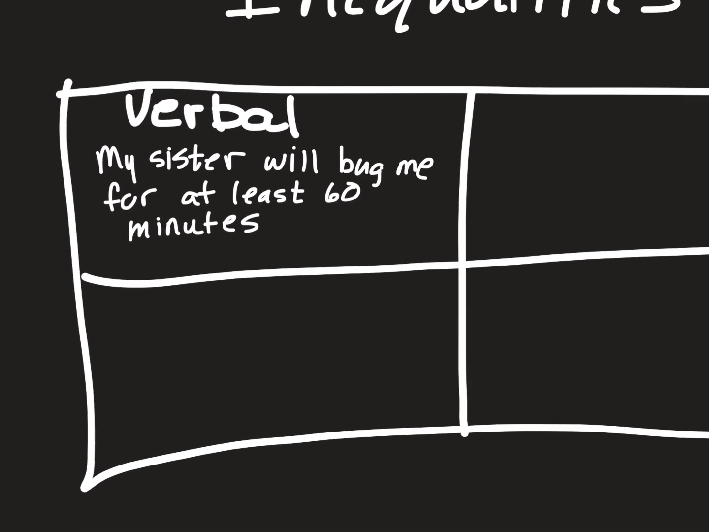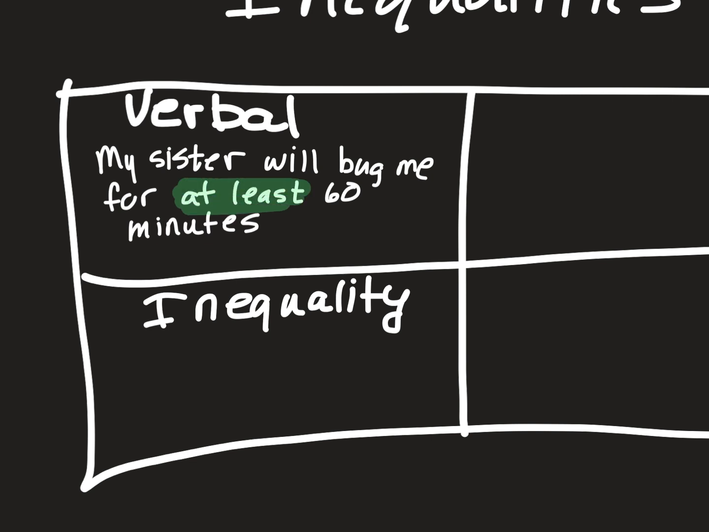So this is the verbal representation of how my sister will get on my nerves for at least 60 minutes. If I want to turn this into an inequality, I'm going to use X to represent how long my sister is going to get on my nerves. Remember, the words at least mean that she could get on my nerves for 60 at a bare minimum, but it could be more. So the way we represent that algebraically is X is greater than or equal to 60.